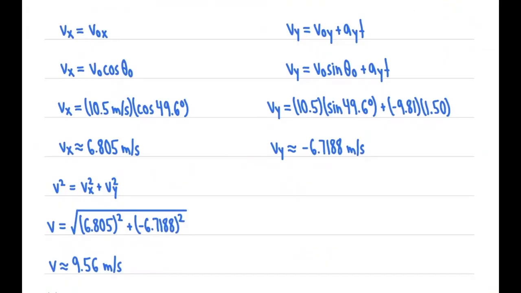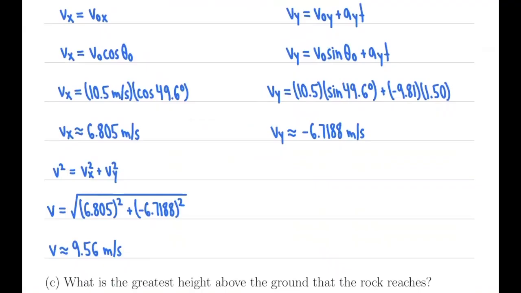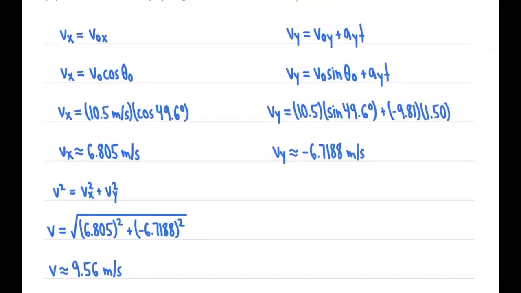So that's the magnitude of the velocity at 1.5 seconds, but we also need the direction. We need theta. The answer is the arctangent of Vy over Vx.